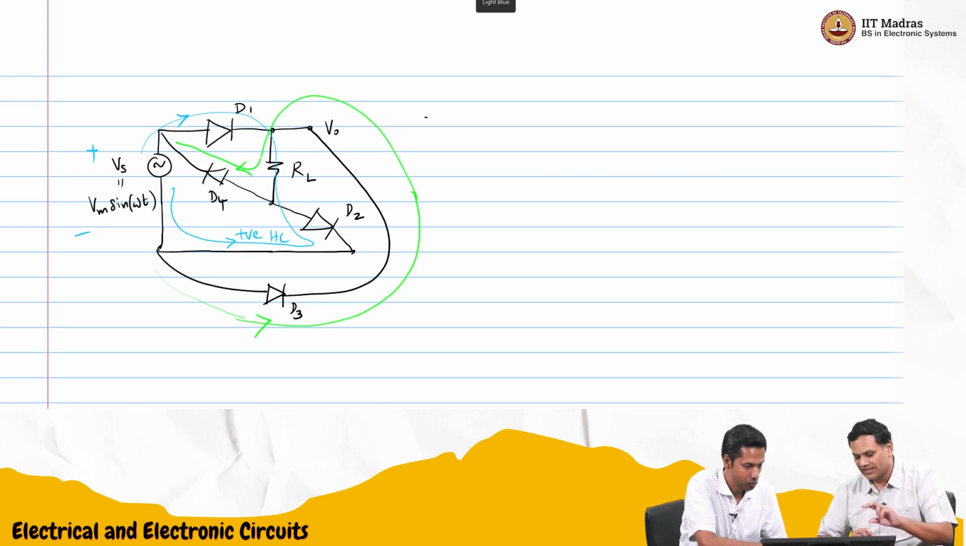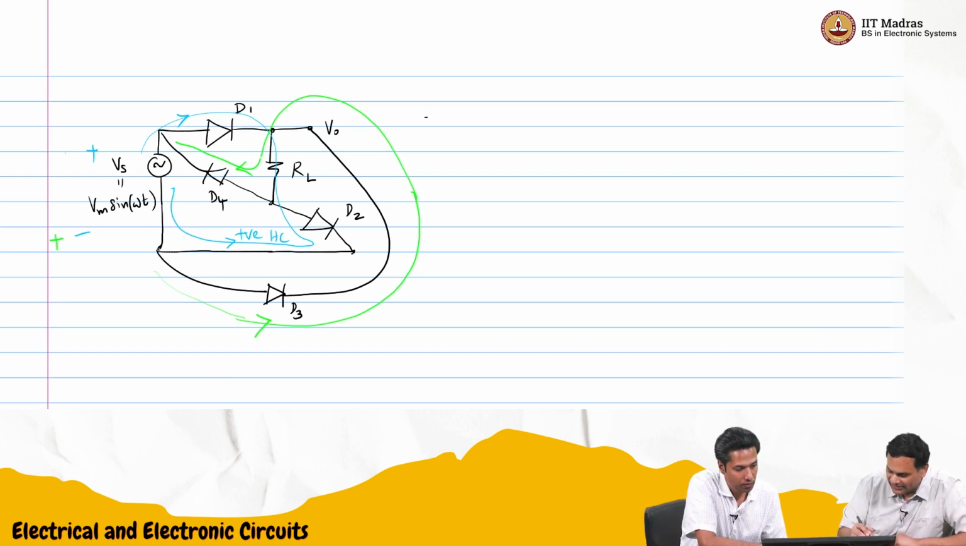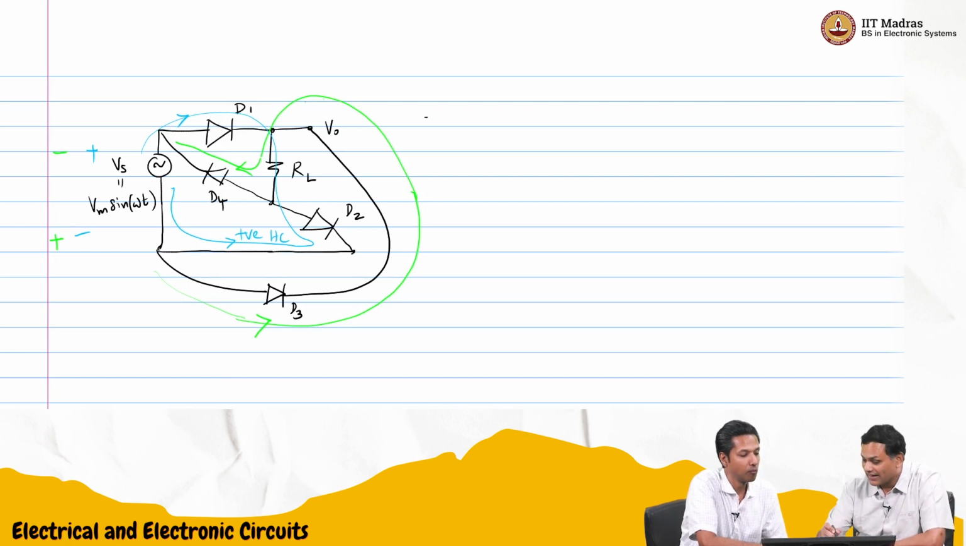In the negative half cycle, in this color, current cannot flow through D1, D2. They'll be reverse biased. So then current has to flow, and the direction will be like this. So current will flow through D3, RL in the same direction, and then D4 and then back to Vs. The green color. Correct.